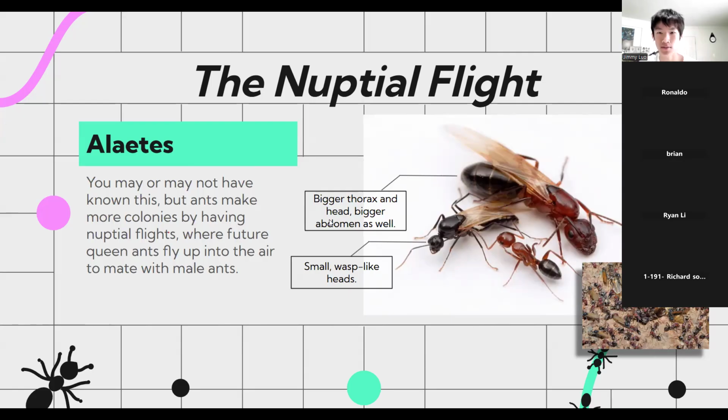Okay, anyways, these are basically just basic things about how ant colonies start. All right, do we have any other questions before we move on to the next topic?